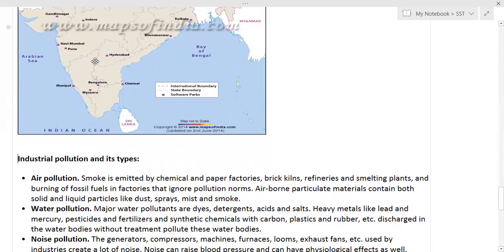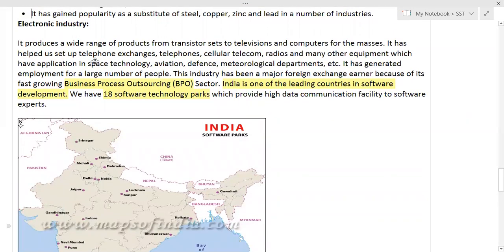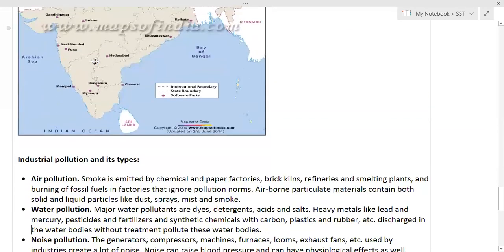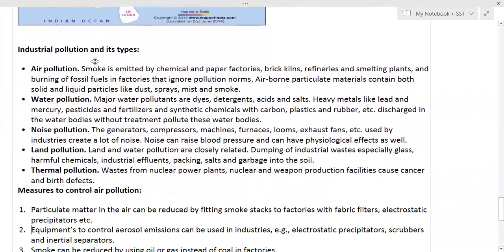Industrial population and its type. Okay, I think all these things are finished. Let me start with the other topic.